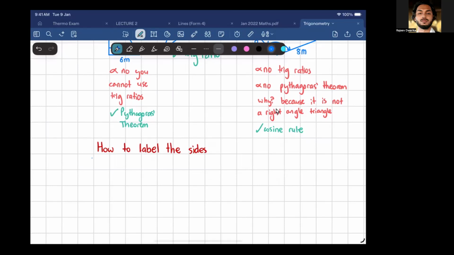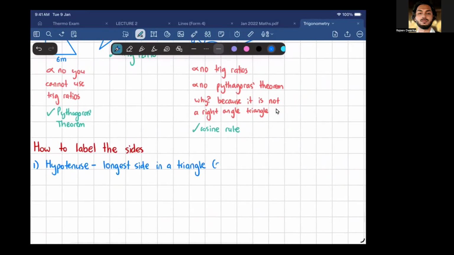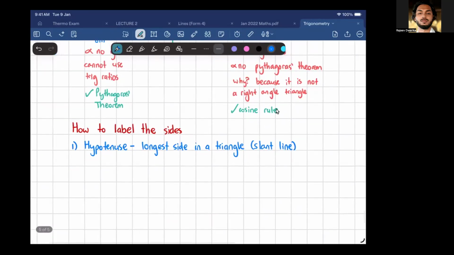So there are three things you need to know. Number one, the hypotenuse. As you guys know, the hypotenuse is the longest side in a triangle. Also known as the slant line. And if you need even more clarification, it is always opposite the right angle.